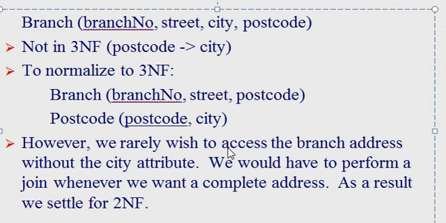However, rarely are you going to want a branch with branch information with a street and a postcode without a city, because you're going to be using this for an address and you're going to want your full address. So you can think of this with a city and zip code, or city and state. According to 3NF, really those should be moved out.